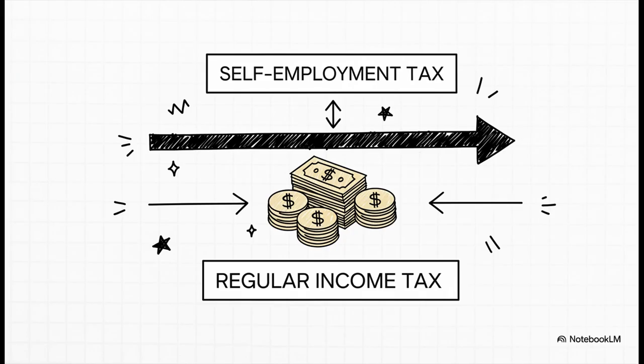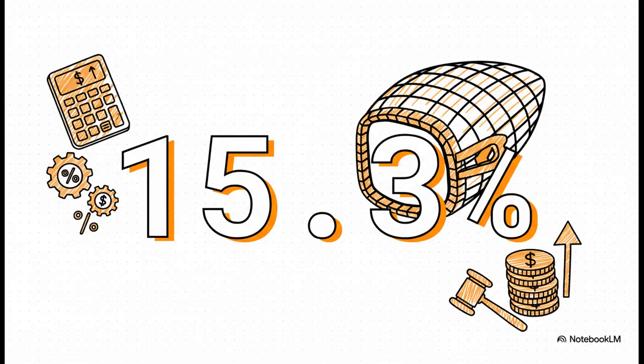The second that income lands on Schedule C, this tax calculation becomes mandatory. And here's what it looks like. We're starting with a baseline of 15.3%. Ouch. That's made up of the 12.4% for Social Security up to the annual wage base and the 2.9% for Medicare with no income cap. That's the first hit, the first layer of this nasty trap.